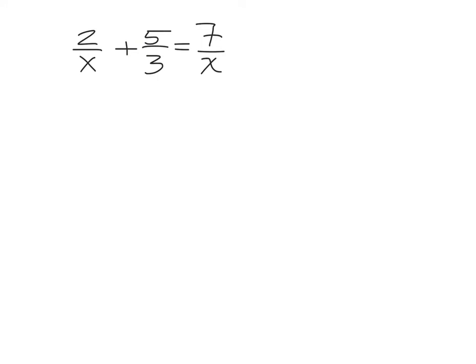To solve this rational equation, the first thing we must do is find the least common denominator. So here we have denominators of x and 3 on the left side and x on the right side. So our least common denominator is 3x, because it's going to be the product of the two denominators we have.